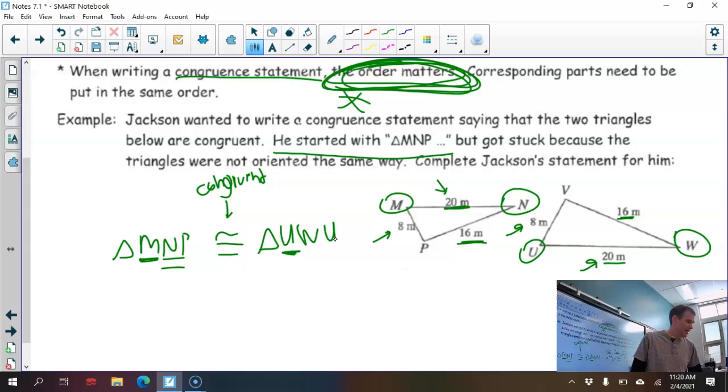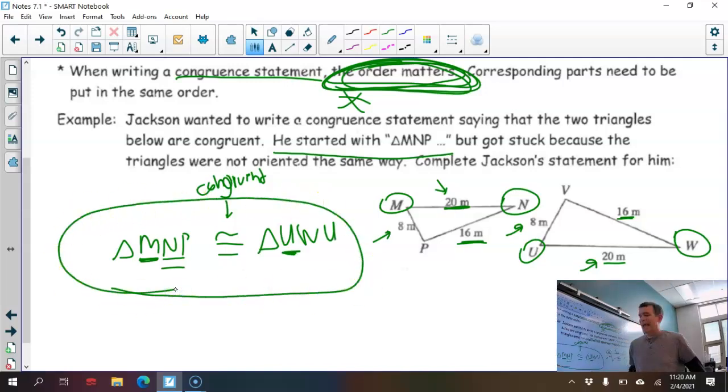All right? So we have learned how to set up a proportion. We have learned how to use the scale factor. We talked about the Pythagorean theorem. And we learned how to write a congruence statement and put things in the correct order, corresponding parts.